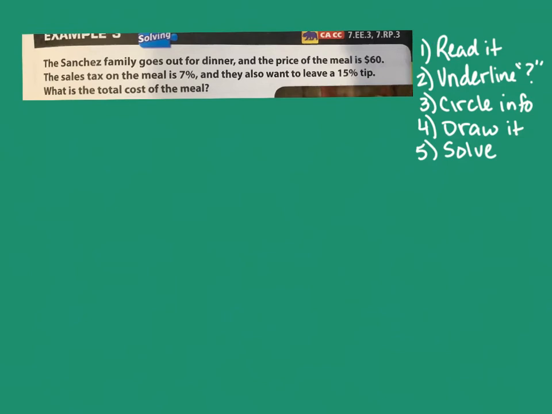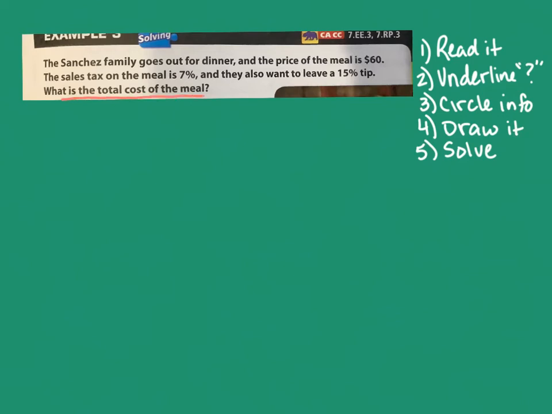So first step is read it. The Sanchez family goes out for dinner and the price of the meal is $60. The sales tax on the meal is 7%, and they also want to leave a 15% tip. What is the total cost of the meal? So I read it and I'm still like, oh my goodness, this is a lot. What do I do? So let's underline the question. What is the total cost of the meal?